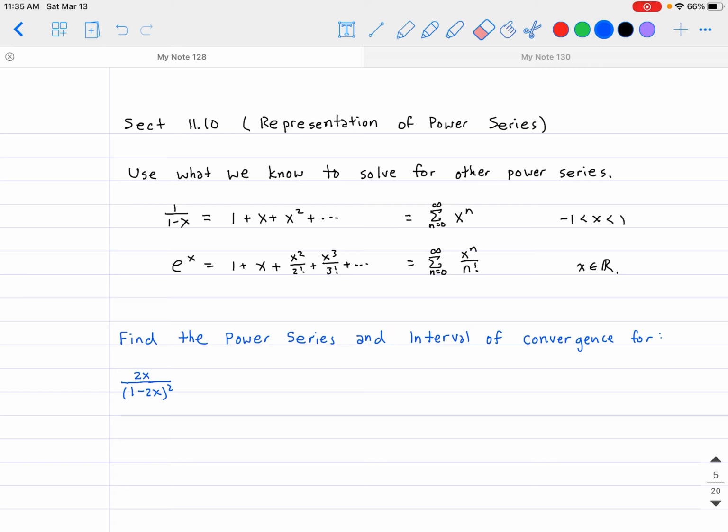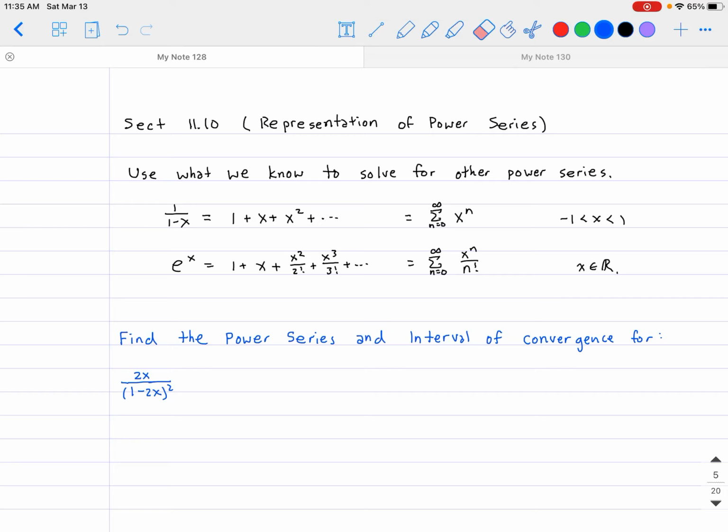Today in calculus, we are looking at something called the representation of a power series. Prior to this, you learned about certain power series, and I've listed those two below. What we want to do is use those two power series, what we have in our toolbox, and then use that to evaluate other power series and also find their radius of convergence.